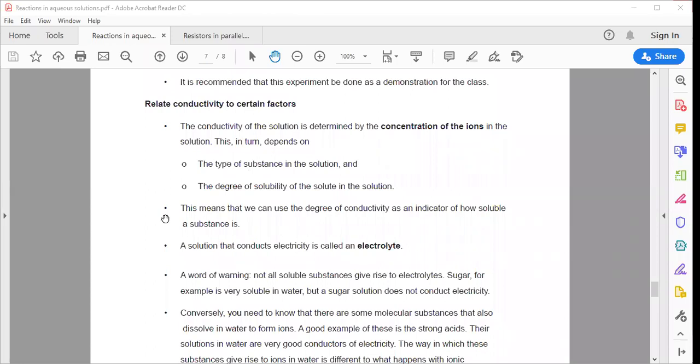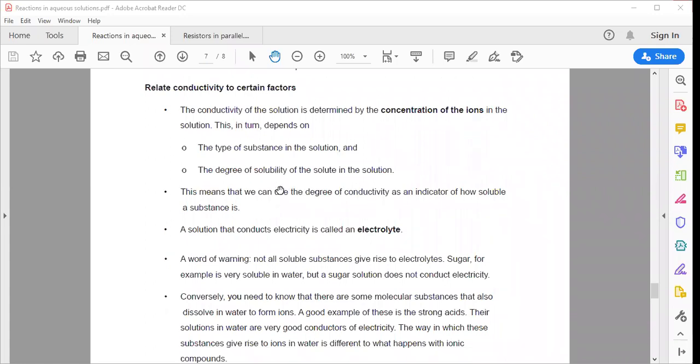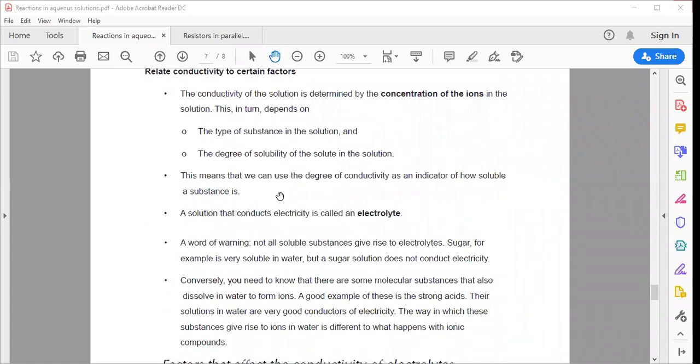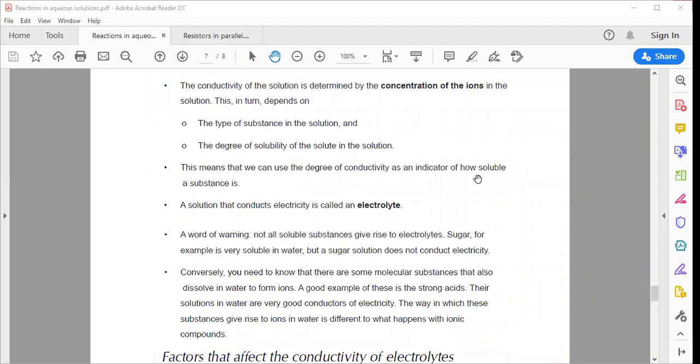There are other substances like sugar. You dissolve it in water, but it does not form free ions. Why? Because it's a molecular substance. Then there is the degree of solubility of the solute in the solution. How soluble is that particular substance? Does it dissolve completely or partially? Because it will determine whether you have more ions or not. This means that we can use the degree of conductivity as an indicator of how soluble a substance is.